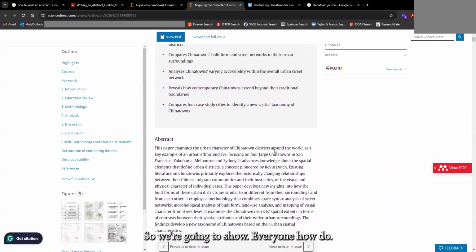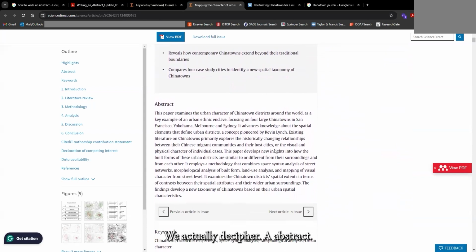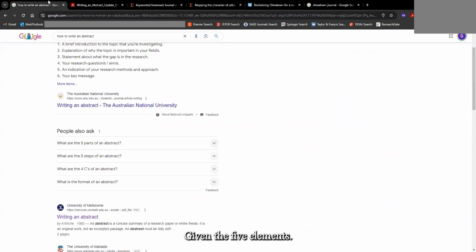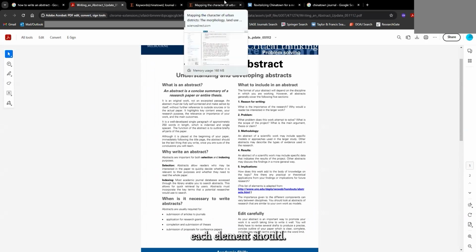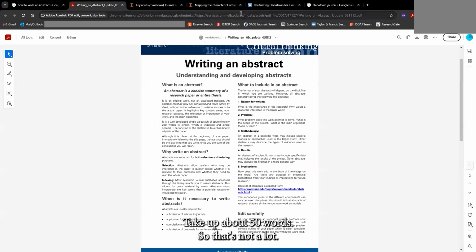So we're going to show everyone how we actually decipher an abstract. Now, an abstract is usually less than about 250 words. Given the 5 elements that we wanted to remind everyone of again, each element should take up about 50 words. So that's not a lot, okay? You want to be concise and very articulate about your topic and your questions.